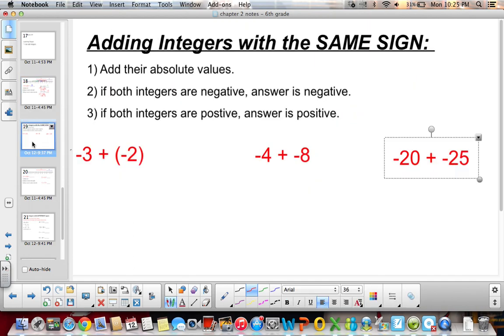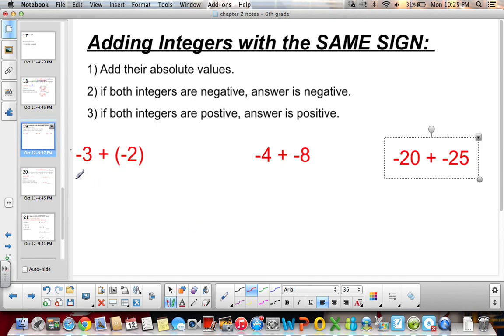So, for sure, write this down. Adding integers with the same sign. You want to write it a little bit bolder, circle it, highlight it, underline it, whatever. What we're going to do, which we just did in the previous slide, is add their absolute values. If both integers are negative, the answer is negative. If both integers are positive, the answer is positive.